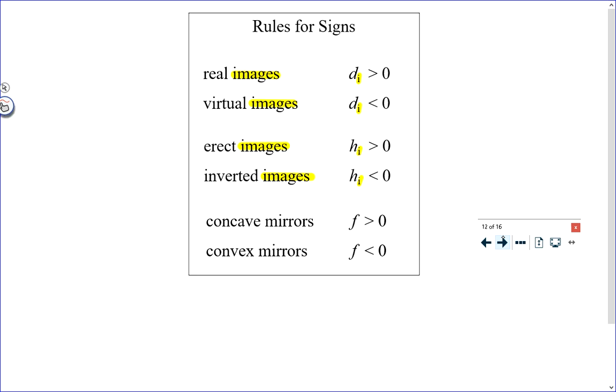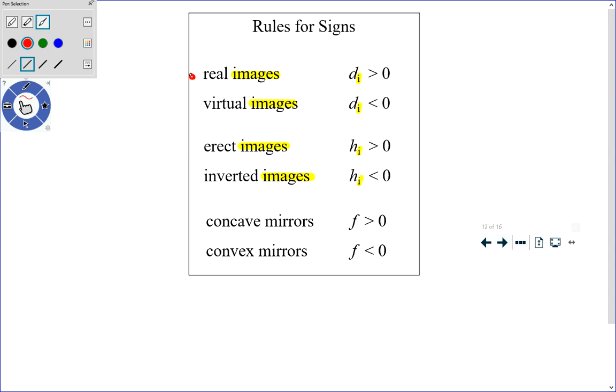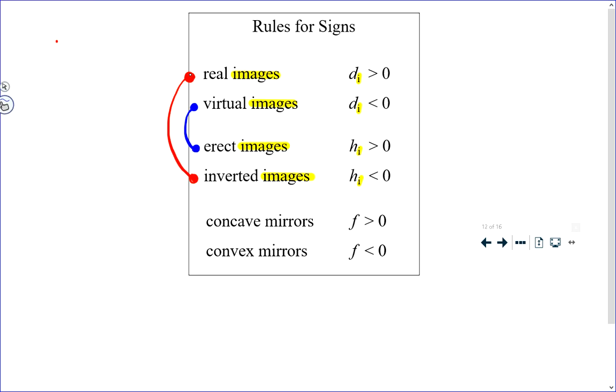Real images, and by the way, real images are inverted images. These 2 things go together. However, virtual images are always erect images. These 2 things go together. And if you take a look at the heights, the rules for the heights are what I already told you. If you have an image that is erect, that means it's oriented in the same direction as the object, and it has a positive height. But anything that's inverted has a negative height.